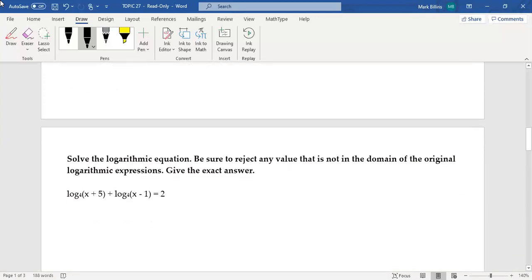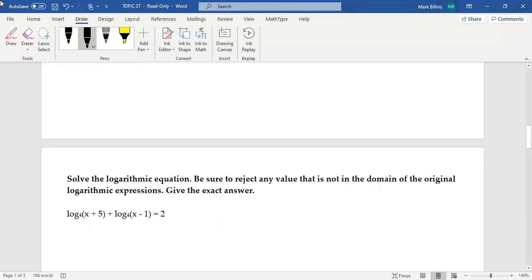Our next problem, remember our first step is to condense, so we're rewriting this as a single logarithm. So here we have log base 4 of x plus 5 plus log base 4 of x minus 1. So we are going to use the product rule since we're adding two logs together. So this is going to be log base 4 of x plus 5 times x minus 1 equals 2.